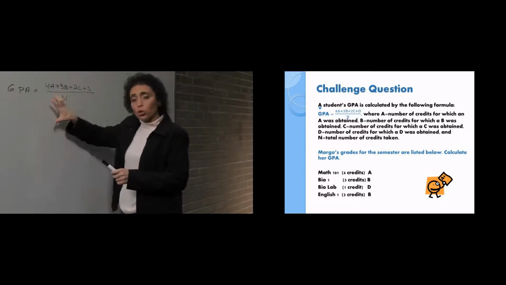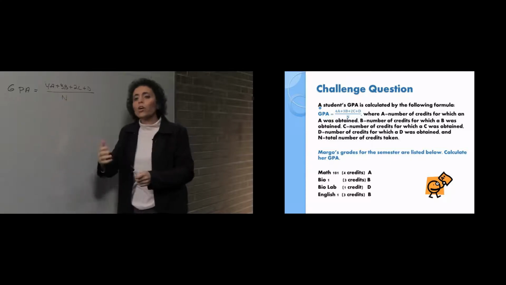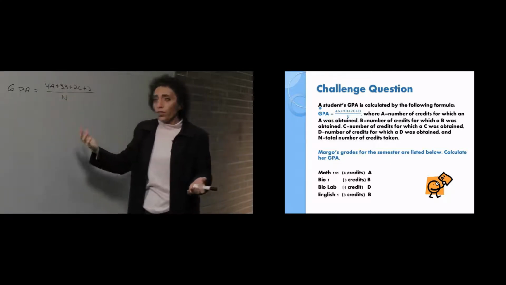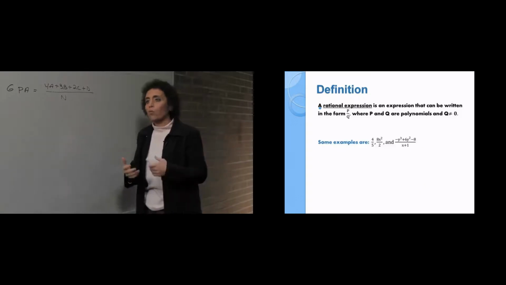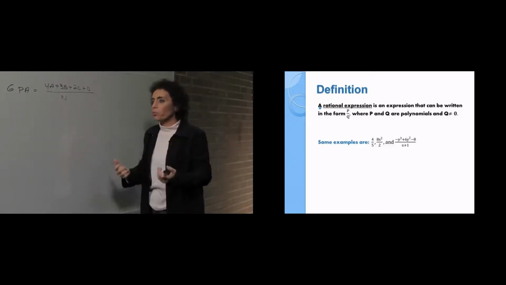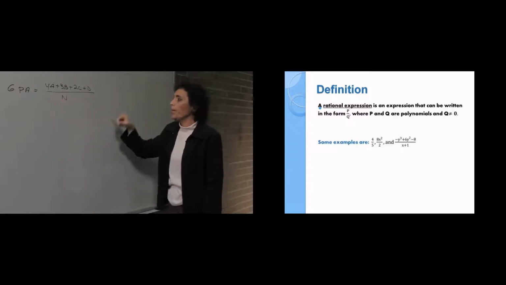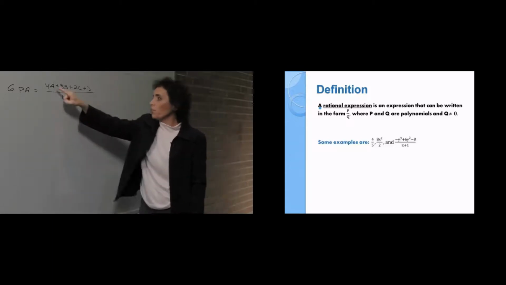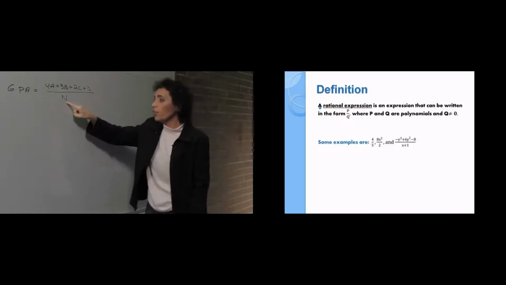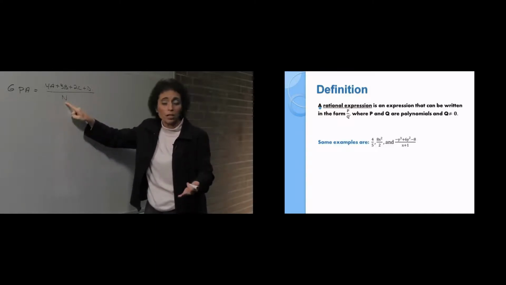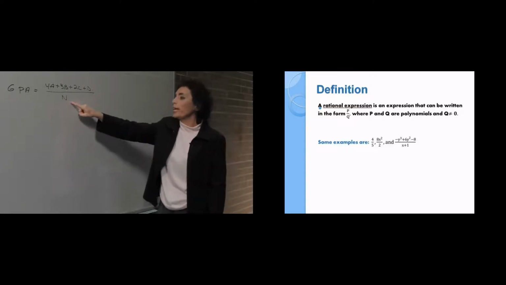We want to take a closer look at this. And to do that, we're going to look at what you call this. You actually call this a rational expression. A rational expression is an expression that can be written in the form P over Q, where P and Q are polynomials. This is a polynomial of 4 terms. This is a monomial, really, but of course it's a polynomial as well. And Q cannot be 0.